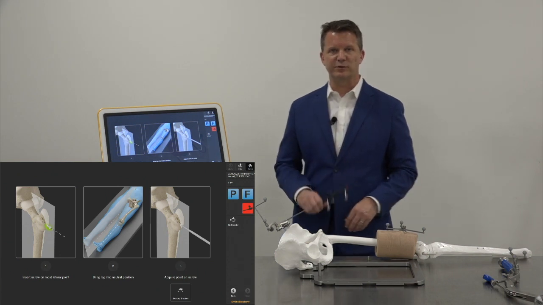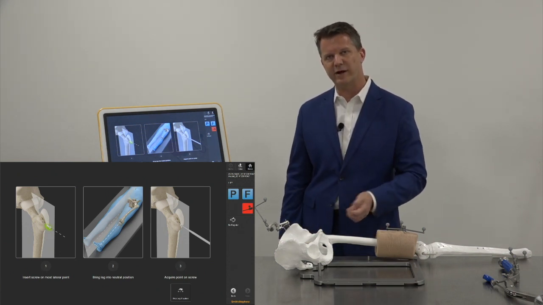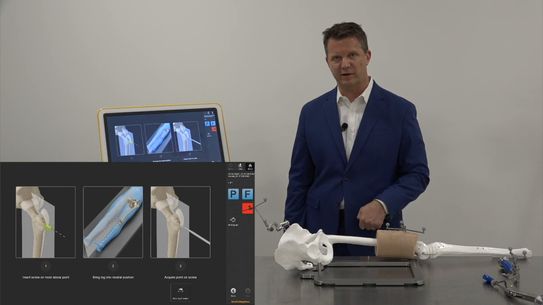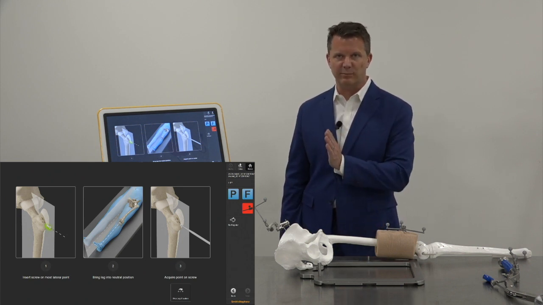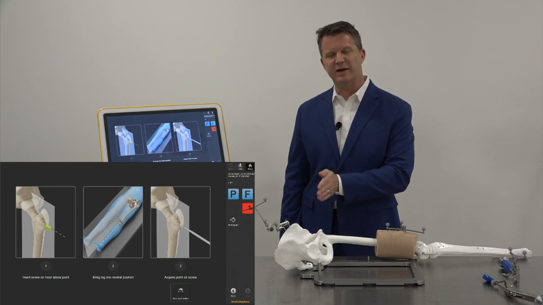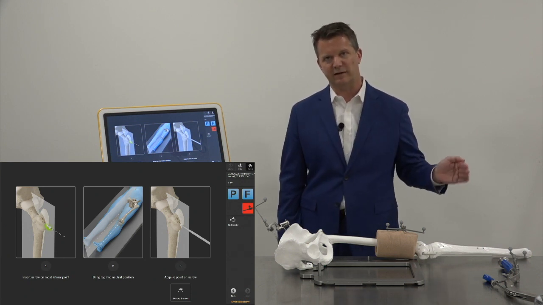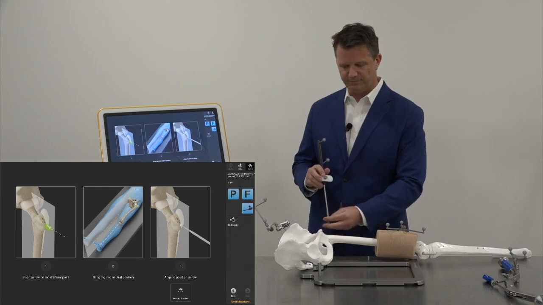Now I've inserted a screw in the proximal part of the greater trochanter, the most lateral aspect of the greater trochanter. This point is used to digitize once before I've resected the neck and digitize that same point after I've resected the neck to check leg length and offset.